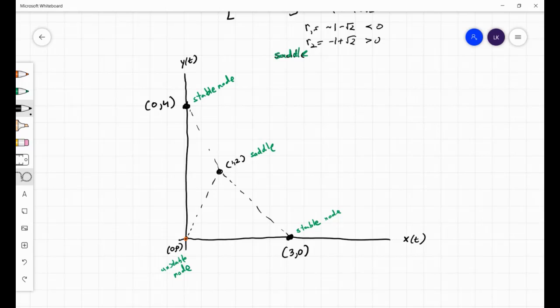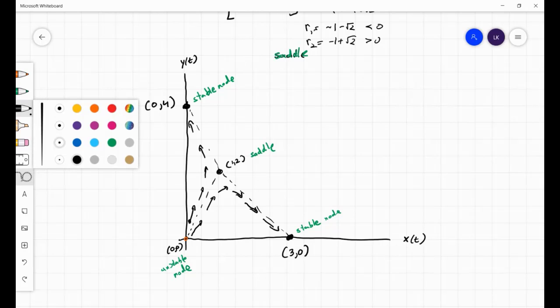Depending on what the initial sizes of the populations are, you would be moving away from this unstable node. You would approach the saddle, but by the nature of a saddle, you would swerve away from it and go towards the stable node. Likewise, if you start somewhere over here instead, it's a similar trajectory. This time you would end up at the other stable node.